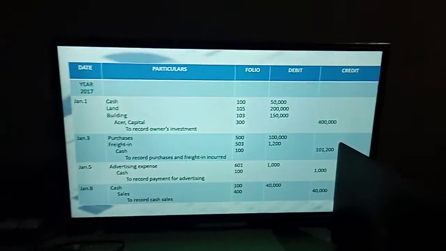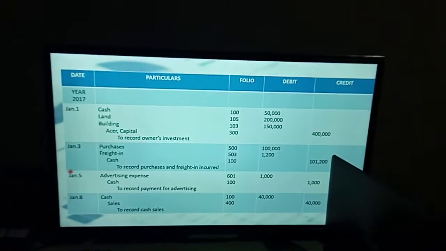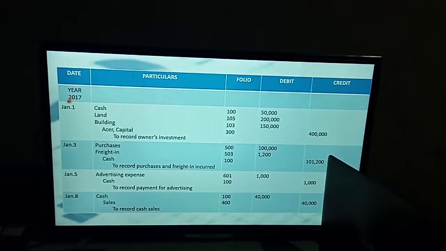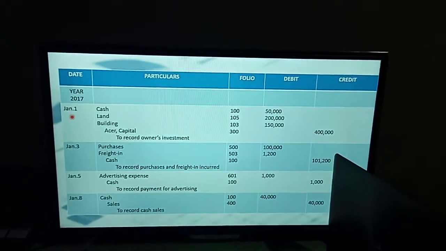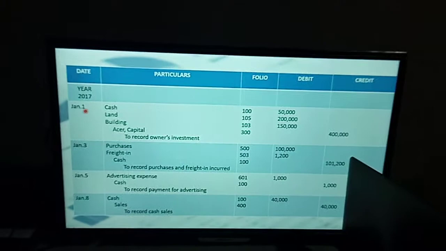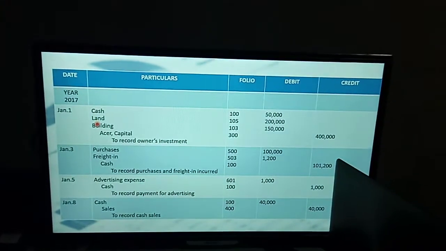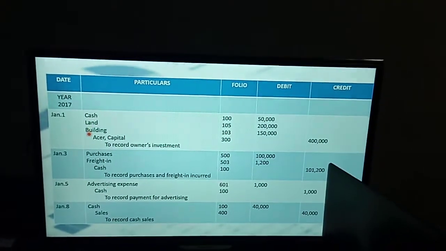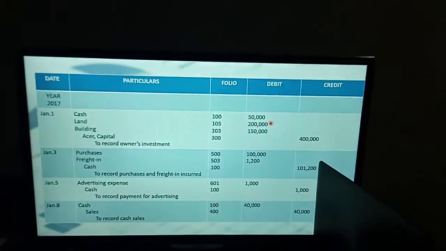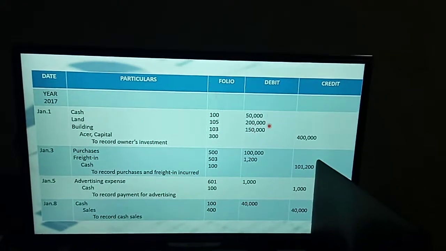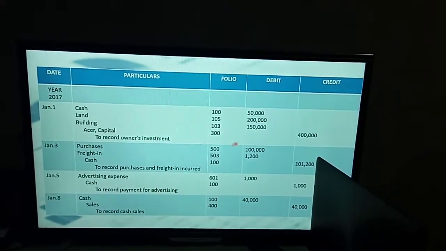Here in our table, we write the year in which the transaction is happening. So, we start first with January 1. These are the accounts debited. We have cash, land, building. And then, the amounts corresponding to cash, land, building are the following. And then, the account credited is Acer Capital.